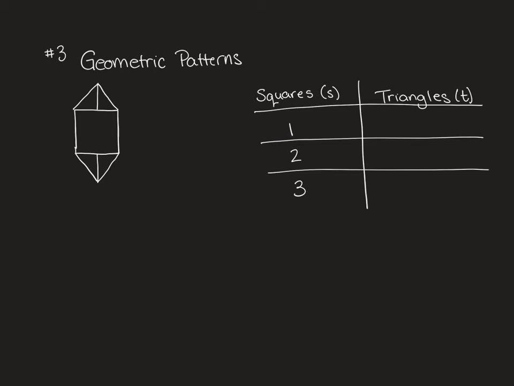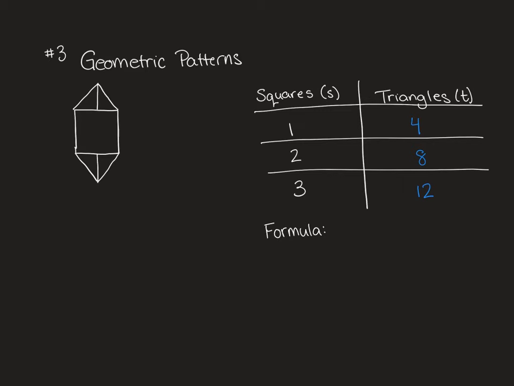So with one square, there's 1, 2, 3, 4 triangles. So that's what I would put under the triangles. Now, if there were 2 squares, then I would have twice as many triangles. So I would have 8 triangles. And if I had 3 squares, then I would have 3 times as many. So I would have 12 triangles. So the first step is to fill out this chart. The next step is to decide the formula.